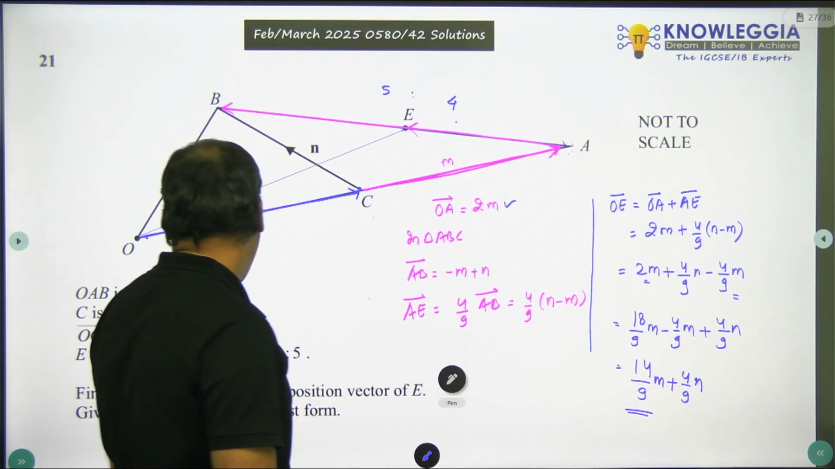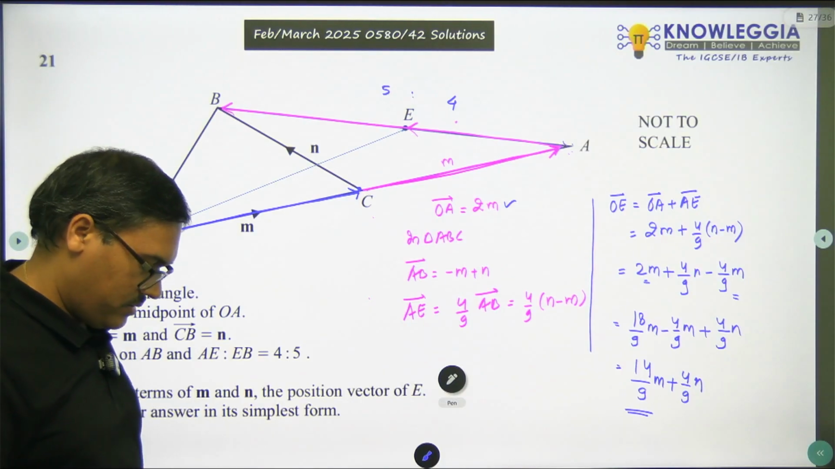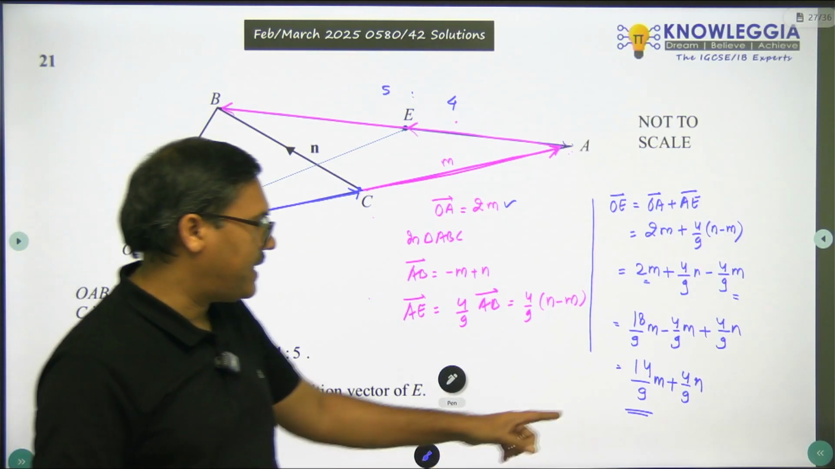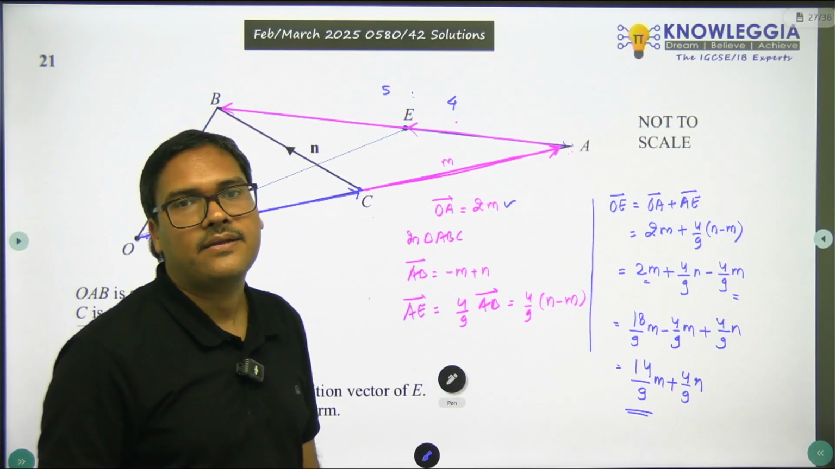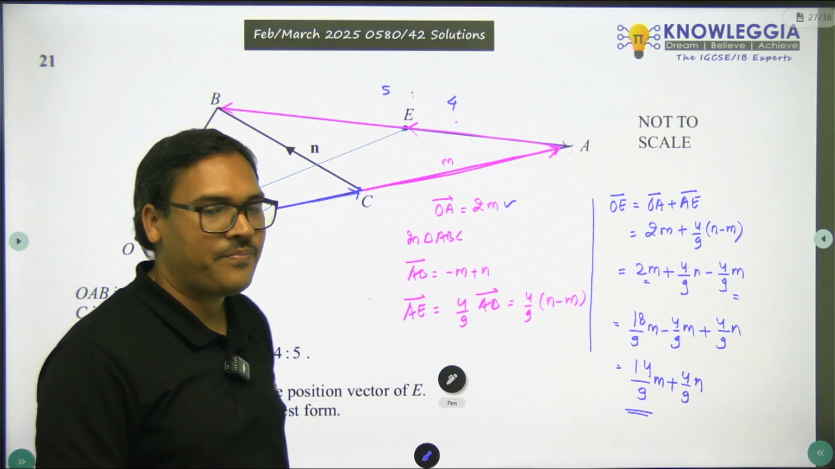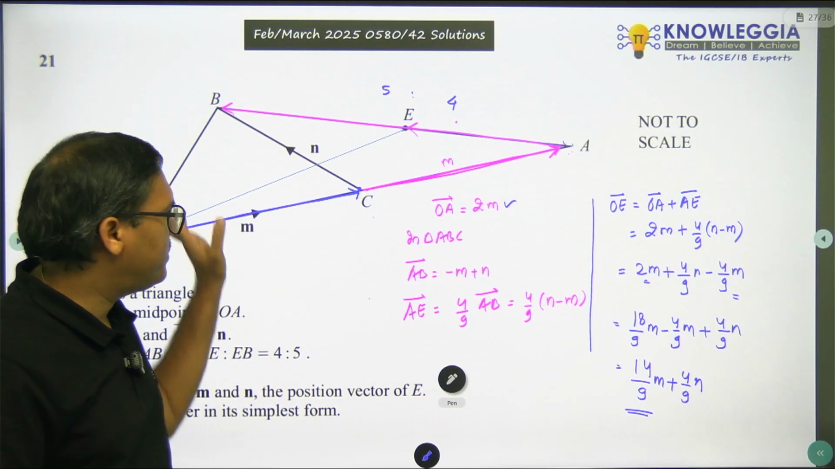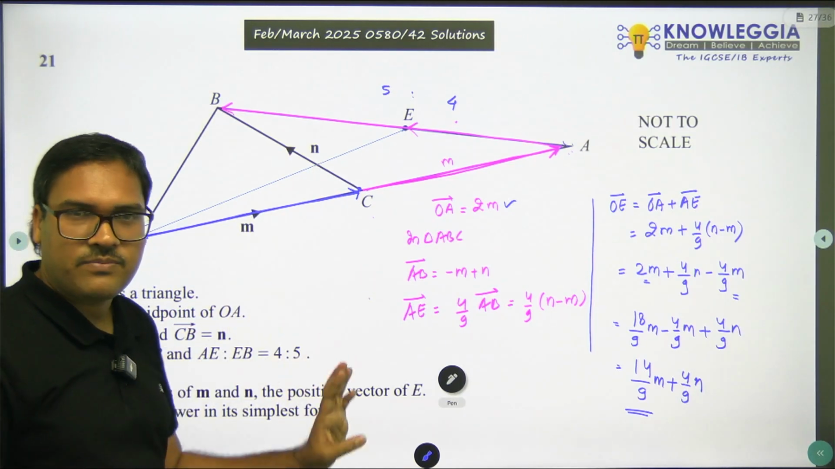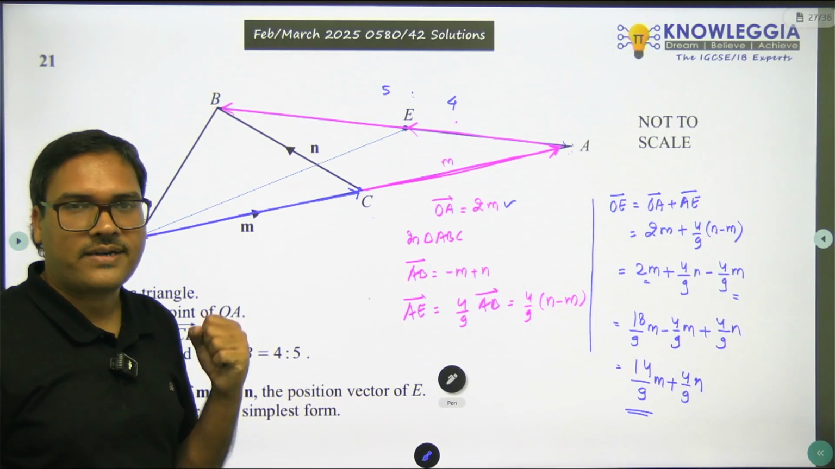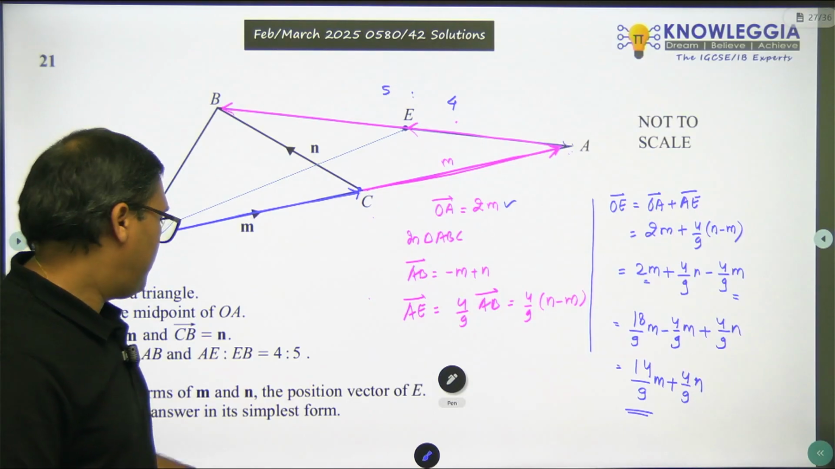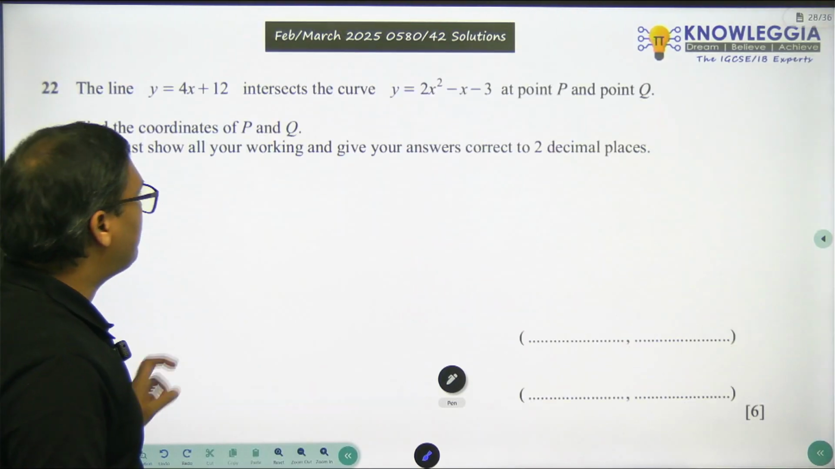So this is the position vector of OE. Let me check the answer. This is 14 by 9m plus 4 by 9n. This is how you solve these types of questions. Vector questions are pretty standard. You just need to see the vectors which are possible and accordingly use the summation of vectors to get the answers. Okay. Moving to the next question.